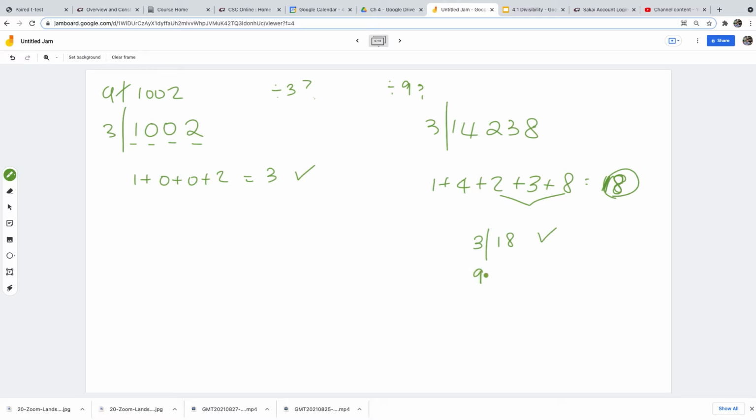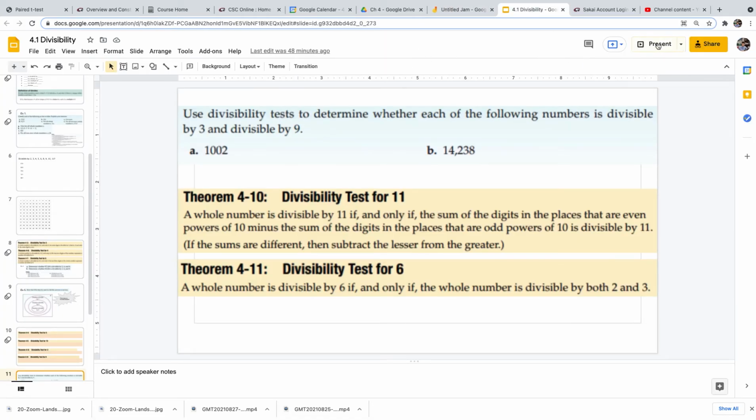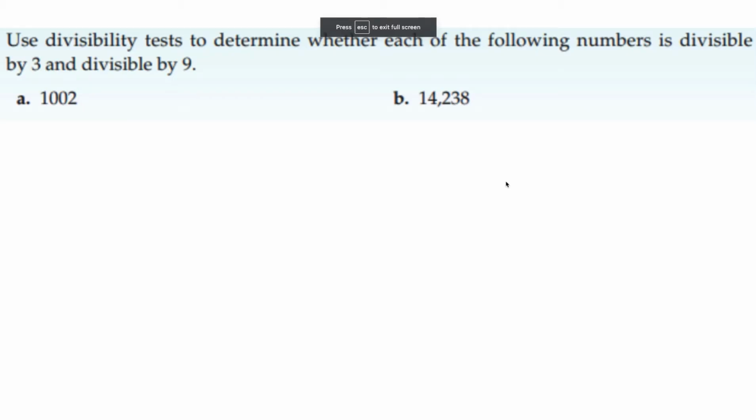Does 9 divide 18? Yes. Then this is also divisible by 9. So we can say 14,238 is divisible by 9. Okay? That's how you do it. So we learned divisibility tests for 2, 4, 8, 5, 10, 3, and 9.